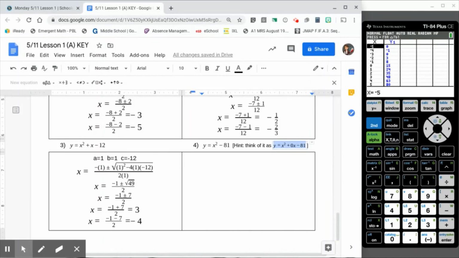So let's find our A, B, and C. A is equal to 1. B, it is not there, therefore it is 0. And C equals negative 81. Okay, I am going to copy and paste.